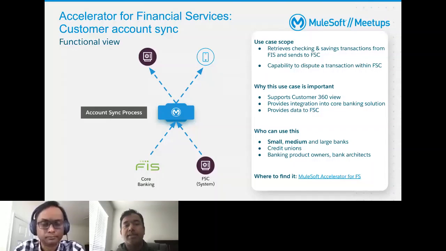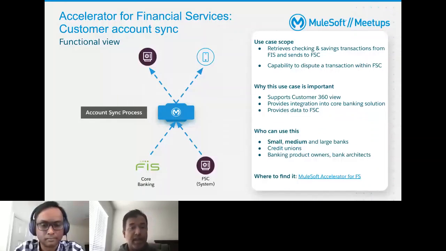This is a head start for us from an accelerator perspective, and the way we enrich these accelerators and the subsequent accelerators that we have built, for example customer onboarding, etc. This is the basis of all this information. Whom do we really target for these accelerators? It's targeted at small, medium, and large banks, as well as credit unions, who have a requirement for doing a unidirectional sync between two different systems. Again, as I mentioned, in this current context, it talks about a unidirectional sync between FIS and FSC.